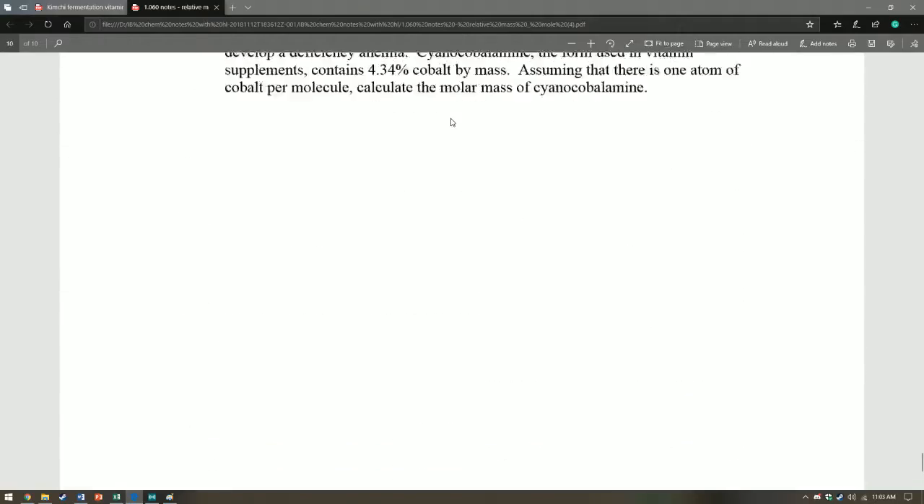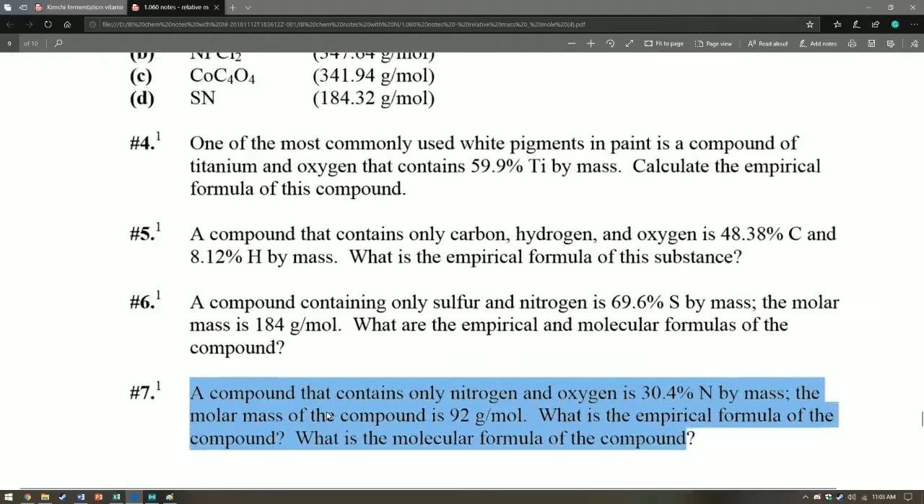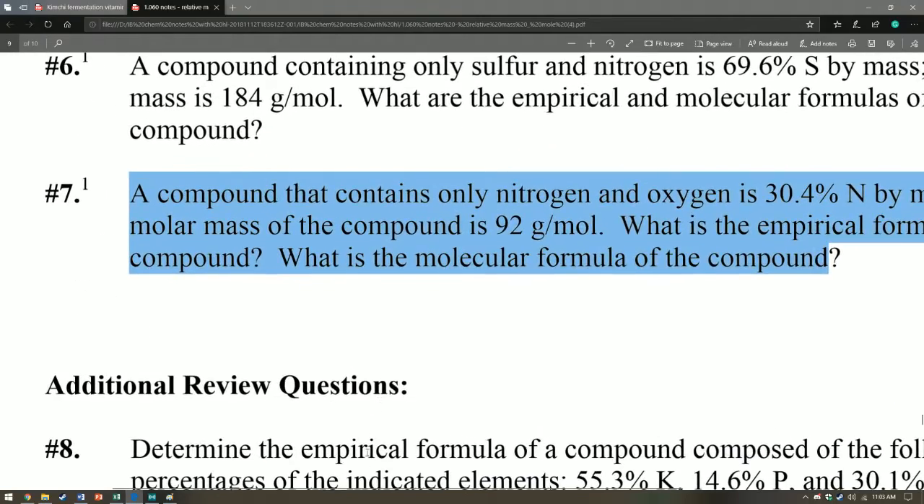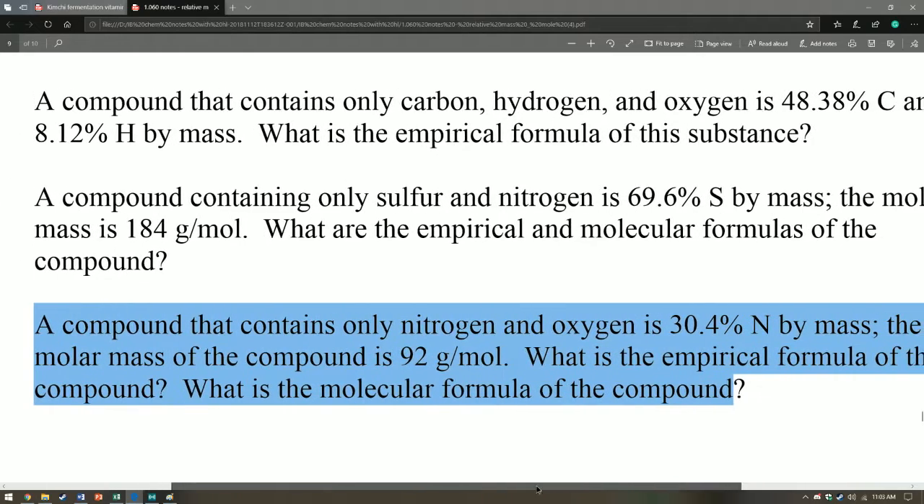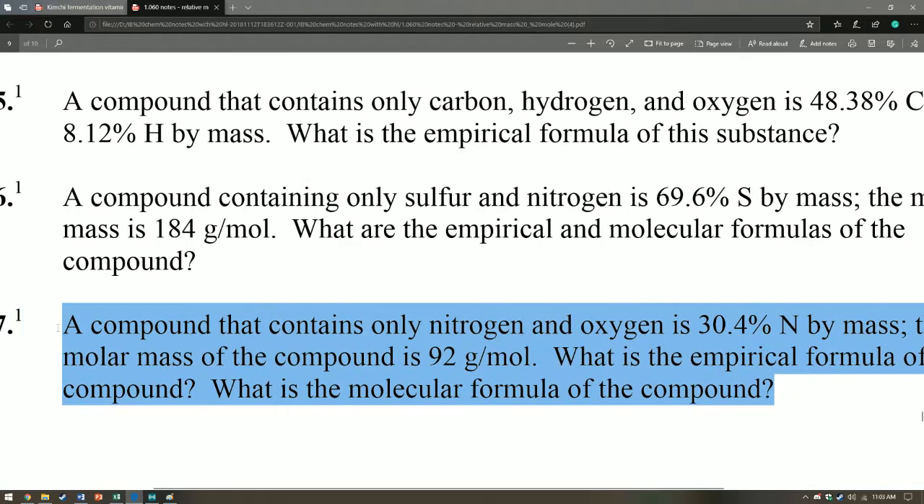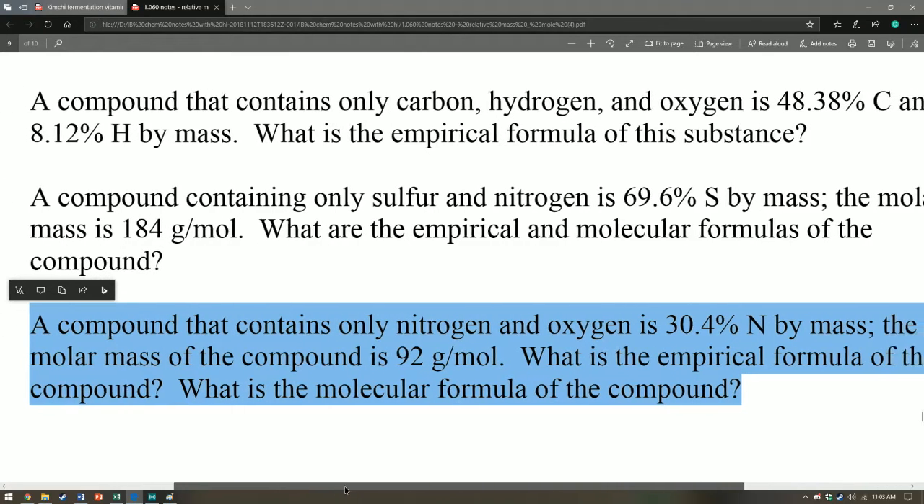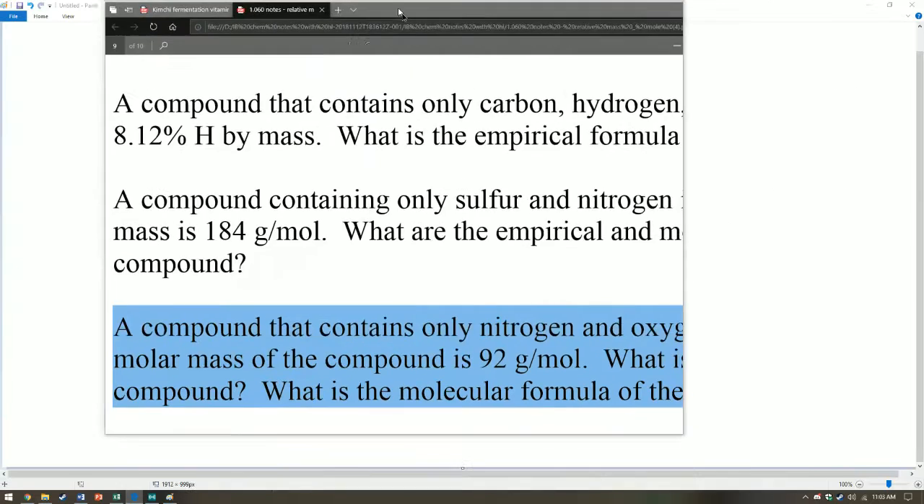So let me try and find the problem I was looking for here. Yes, it was this one. So let me zoom in a little bit. Try that now if you want, and come back for the solution, the one that I've highlighted. All right, so I assume you're back.